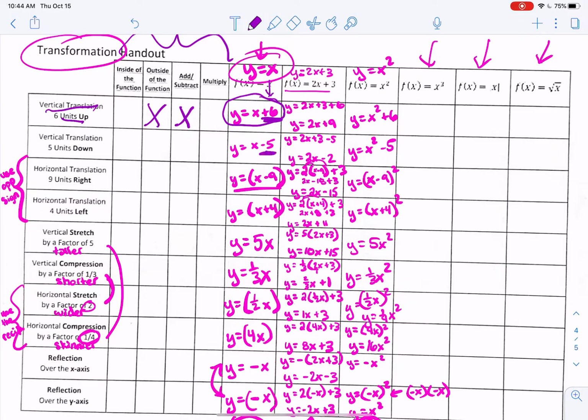The minus 5, when you're going down 5, is the same thing. We're adding or subtracting, and we're doing it outside of the function. Now, the thing that changes when we're going left and right, we're still adding and subtracting that 9 and 4, so that part stays the same, but now this part physically goes inside of the 2x plus 3, so that is inside of the function. It's inside of parentheses, okay?